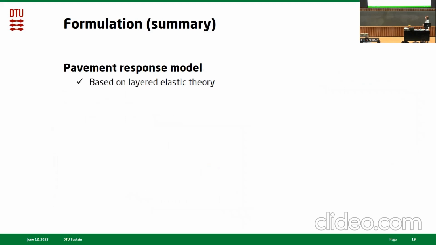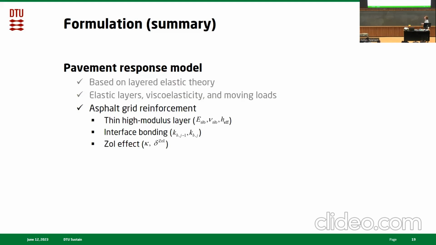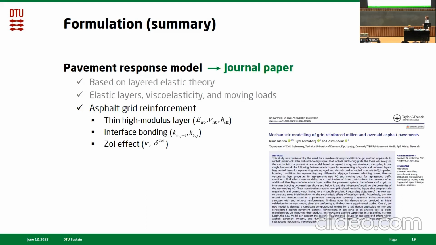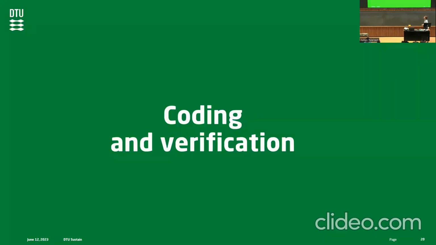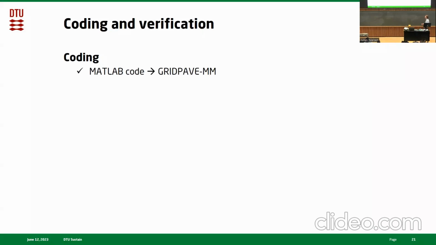So to conclude, we base our model on layered elasticity that can include elastic layers, viscoelastic layers, and moving loads, and of course the asphalt grid reinforcement that comes with 7 input parameters. All this was published in the International Journal of Pavement Engineering 1 year ago. Next step was to take this formulation and code it. I will just run over this quickly.